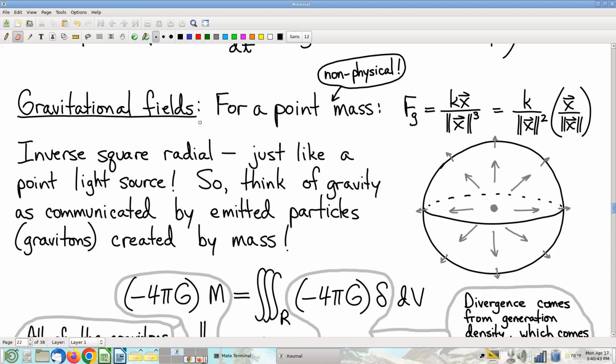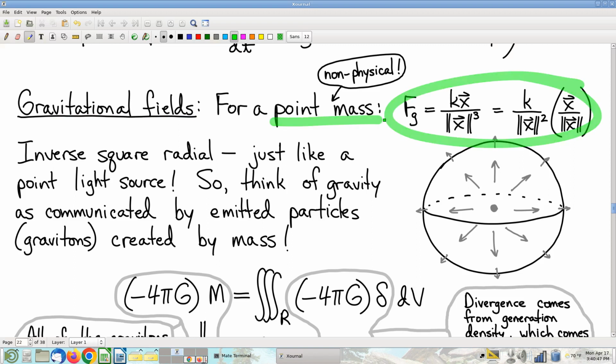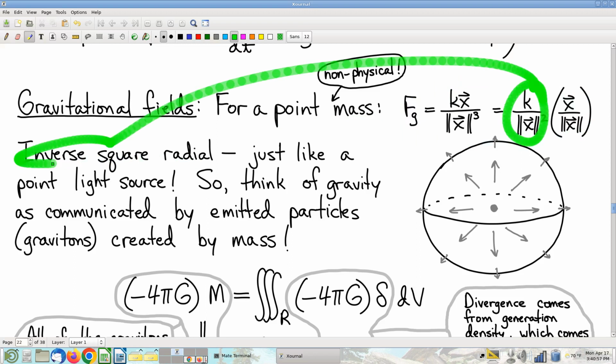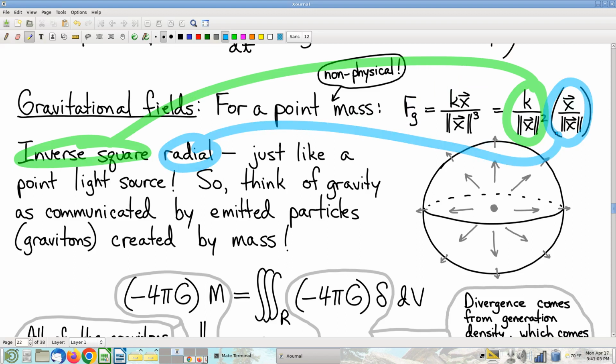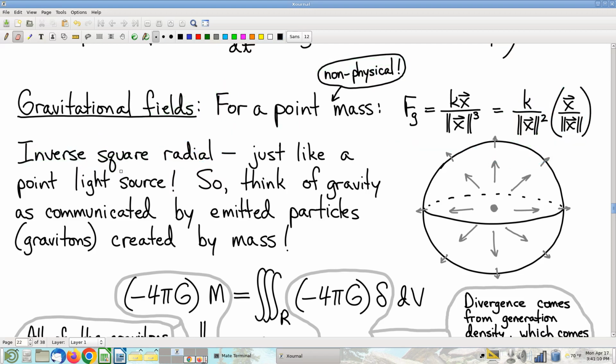Big deal. Now, we have already written down the gravitational field for a point mass. We wrote this down in chapter 3, right? I described it as inverse square radial because, well, after all, inverse square, you can see right there, and radial because the direction, that unit vector direction, is always radially outward from the origin. Okay. All right, so I hope that looks familiar.